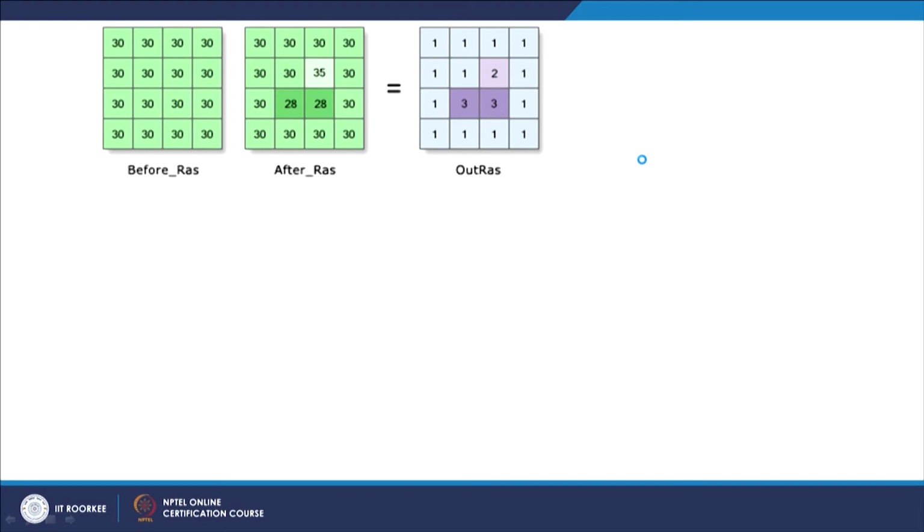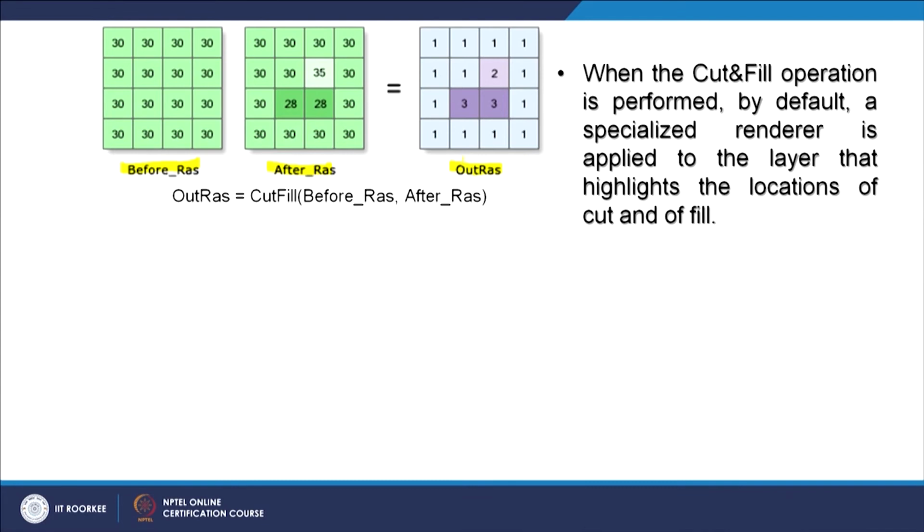Now, similarly, this cut and fill analysis, like here, this is before raster, after raster. So, two inputs are there which are showing the changes, and this output raster is telling how much change has occurred. So, quantitatively you know about this.